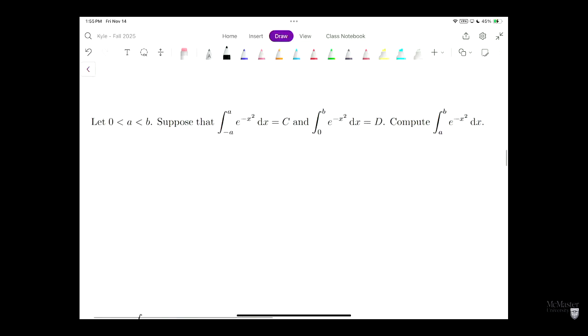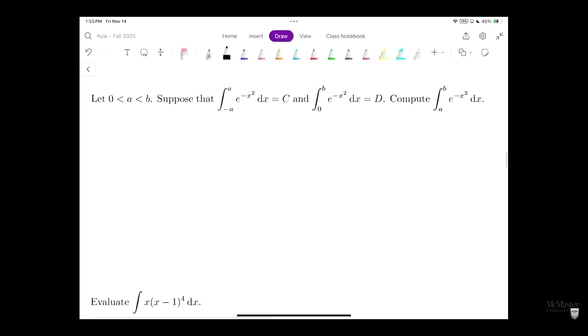More integrals. Let a and b be positive numbers with a less than b. Suppose that the integral from negative a to a of e to the negative x squared dx is equal to c. Suppose that the integral from 0 to b of e to the negative x squared dx is equal to d. We want to compute the integral from a to b.